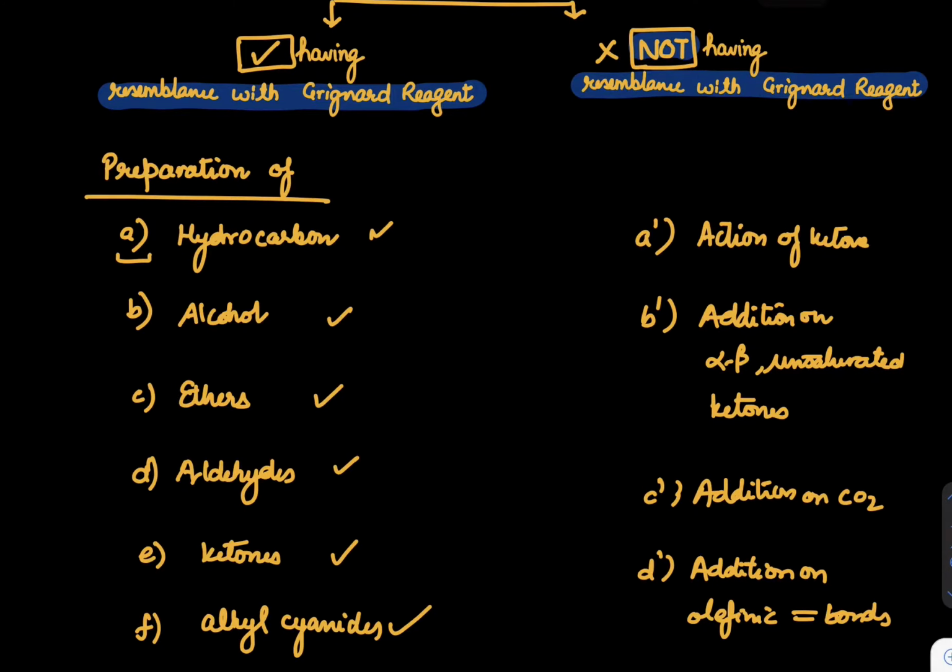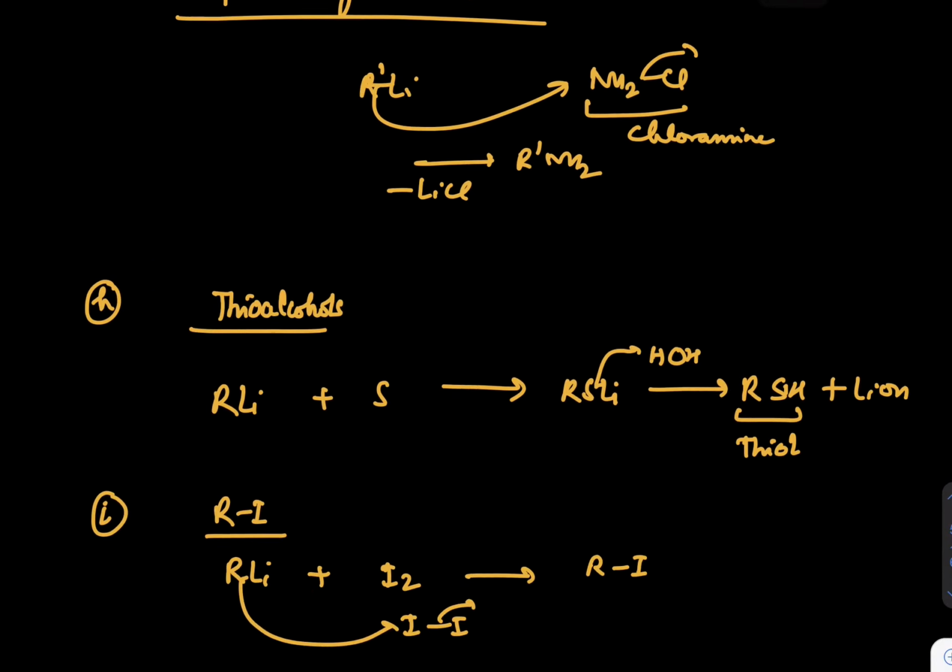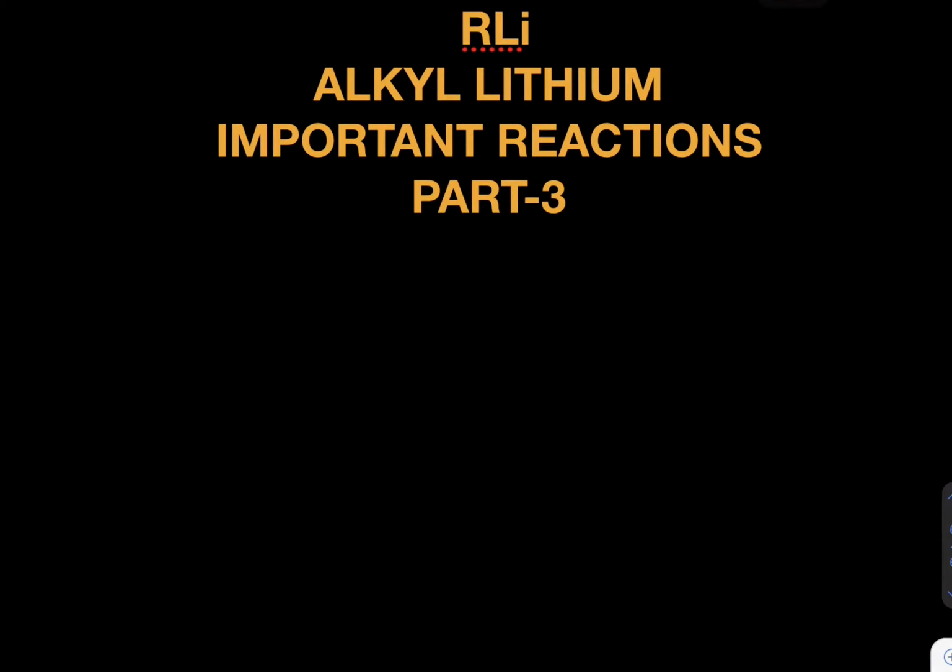So the other side of the story is those reactions which do not resemble Grignard formation, starting from A prime, that is action on ketone. So action on ketone, addition on alpha beta unsaturated ketones, and all the reactions we'll see. Let's start. The first one is addition on ketone, that is A prime, and we'll see why it is a different reaction.